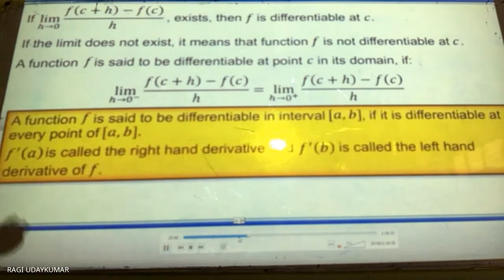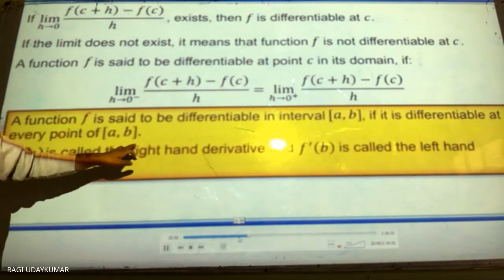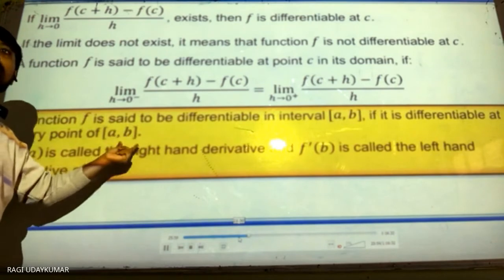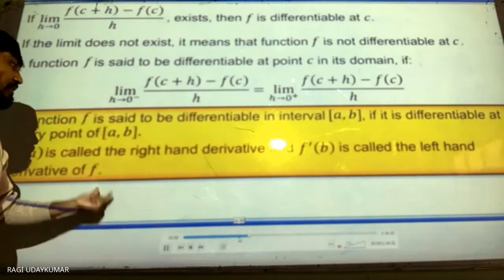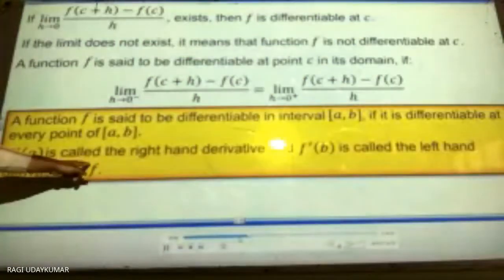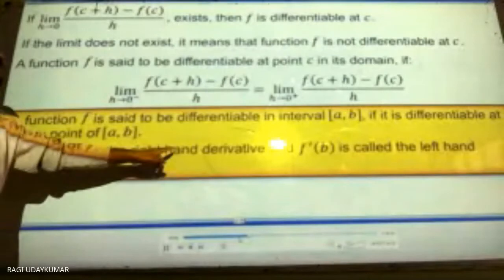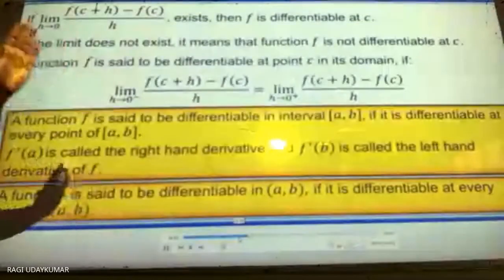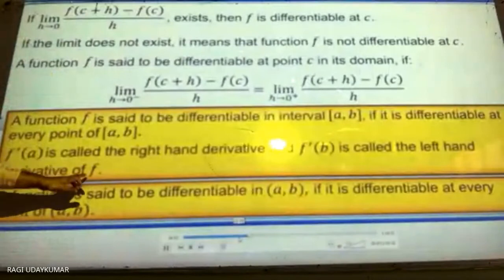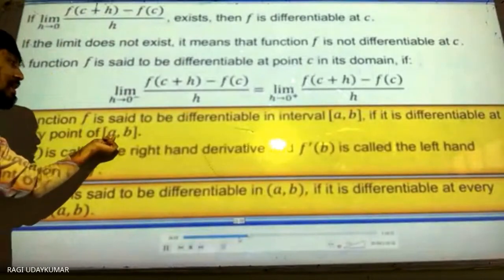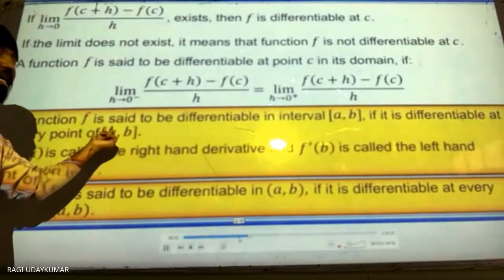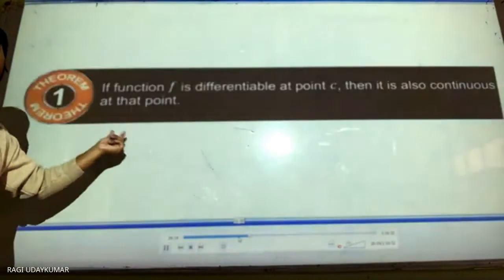A function is called differentiable if it is differentiable at every point between these two points, then you can say that it is differentiable. So f dash of a is called the right hand derivative, and f dash of b is called the left hand derivative of the function, because these are the extreme points of the given domain.